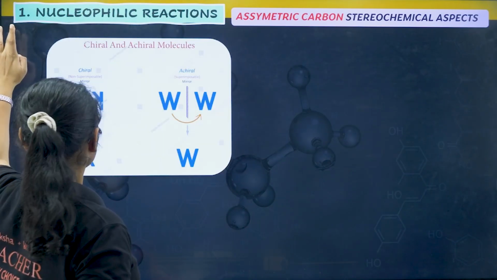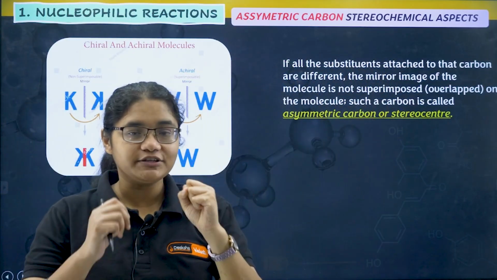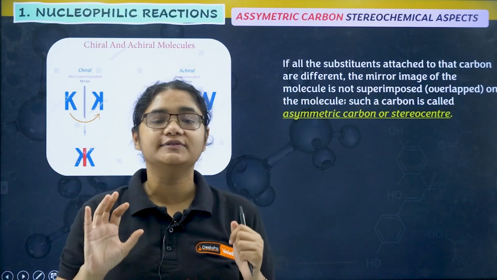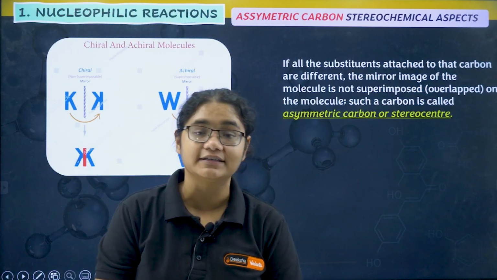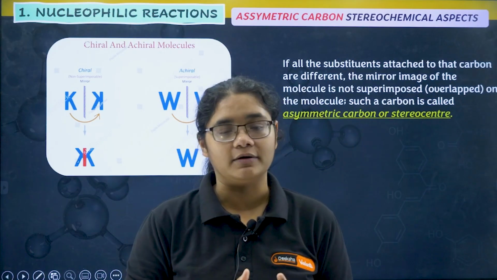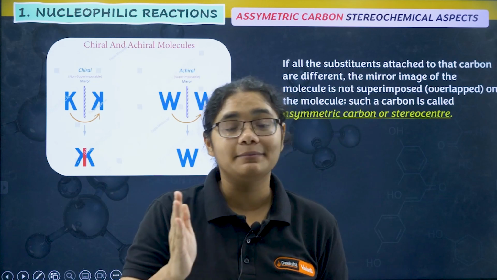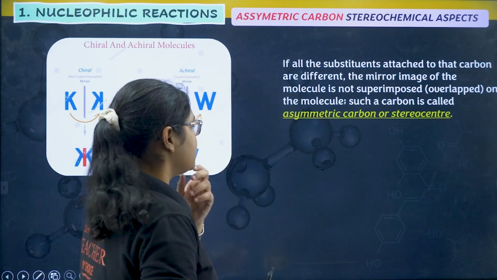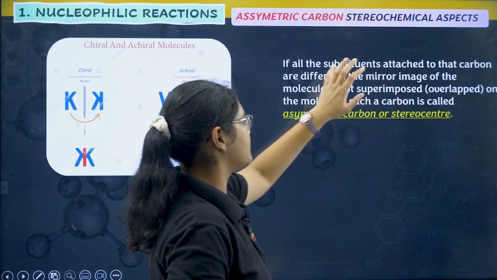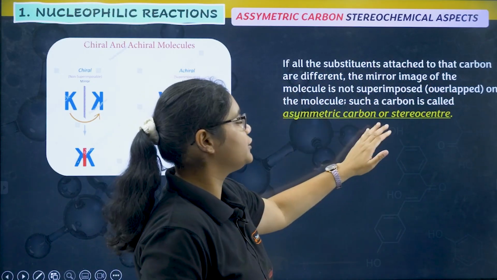Now see, first of all, if any compound or any carbon is there, carbon has 4 bonds. So if one carbon has 4 different groups attached to it, meaning all the 4 groups attached to the carbon are different in nature, then that type of carbon is called an asymmetric carbon. So what did we understand? If all the substituents attached to that carbon are different, then we call it an asymmetric carbon or stereocenter.